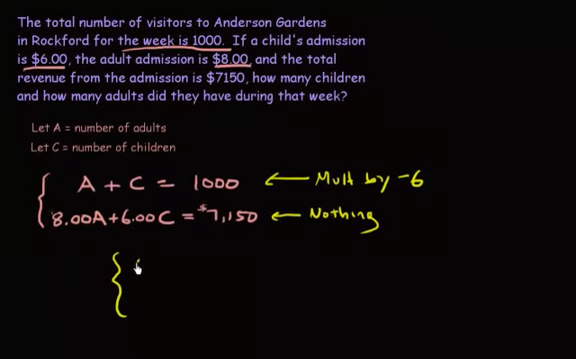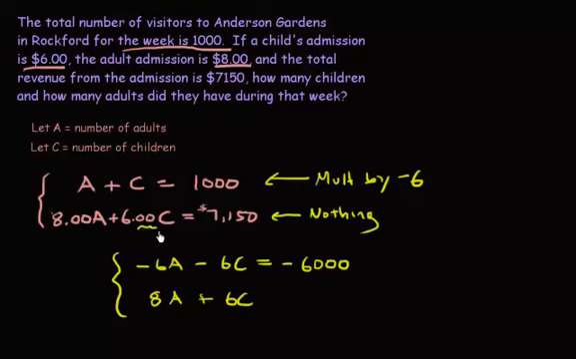So this is going to be negative 6A minus 6C equals negative 6,000. And since we're not changing anything to the second row, I'll just leave it alone. I got rid of the 0.00, because we don't need it. And that's going to equal 7,150. All right, we're ready to go with the addition method.